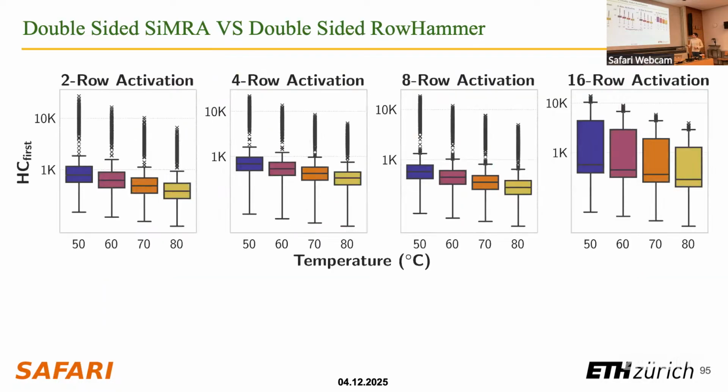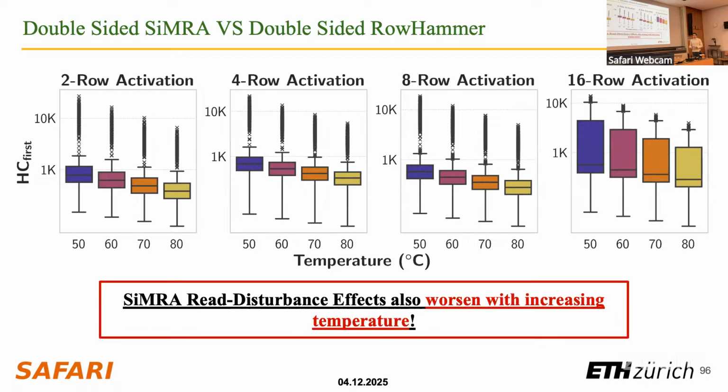They also did the analysis over temperature, and I said earlier, this one's going to be nicer, and you can clearly see that there's a downward trend in how many times we need to hammer before we get a bit flip, which means that it's also worsening. So if you have a hot data center, maybe you're going to be less secure if you use this.